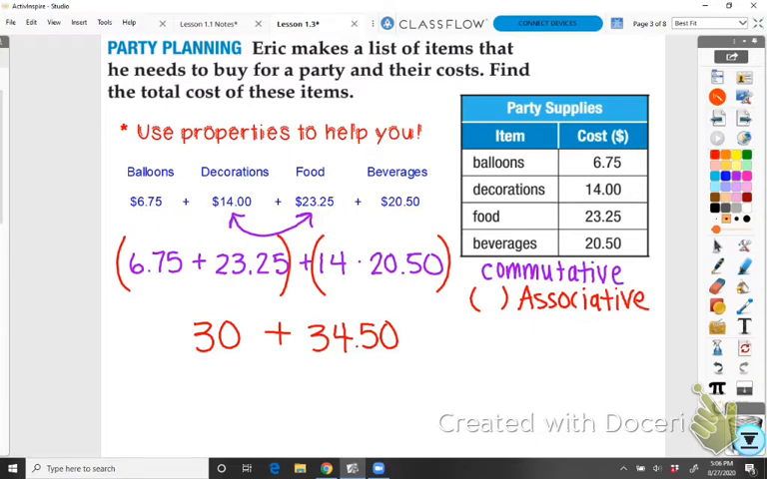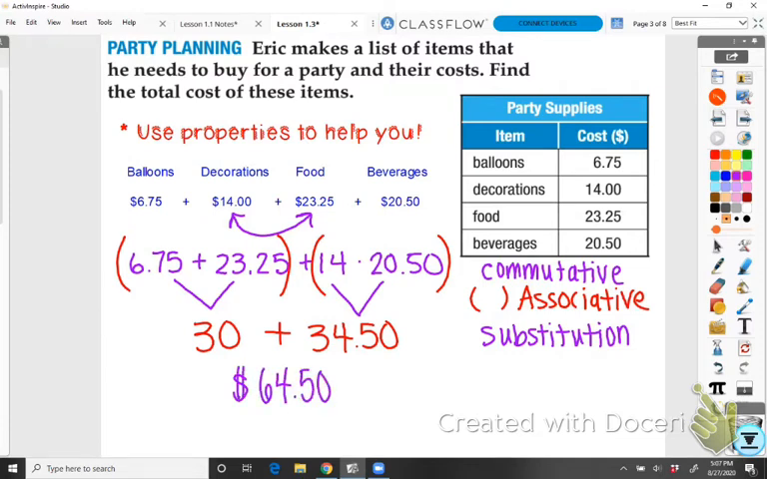When these two numbers simplified and got replaced with something else, that is called the substitution property. So instead of writing two numbers and I turn it into one, I could substitute that number in. And then finally, our answer, our total would be $64.50. So that is also substitution. So make sure you write these properties on the side.